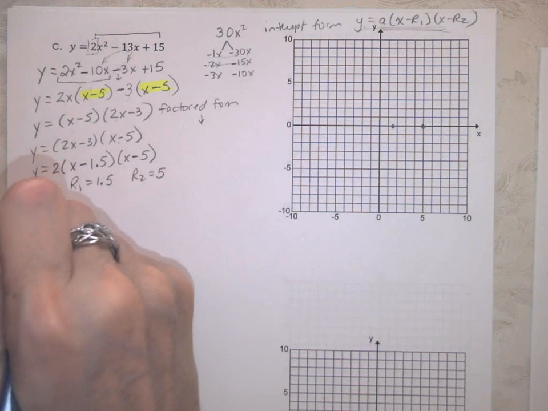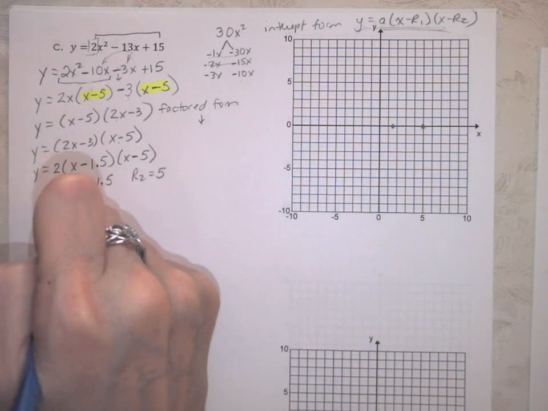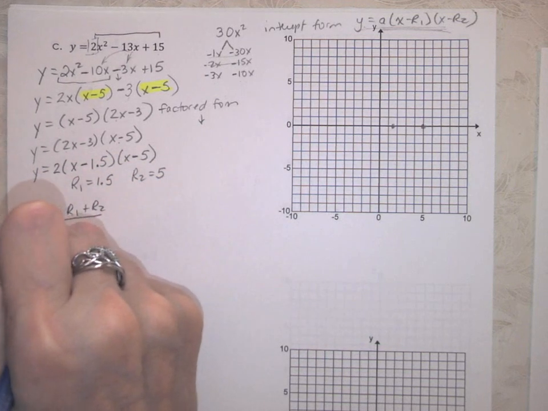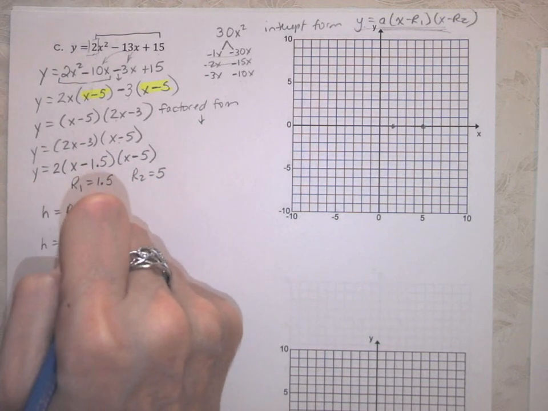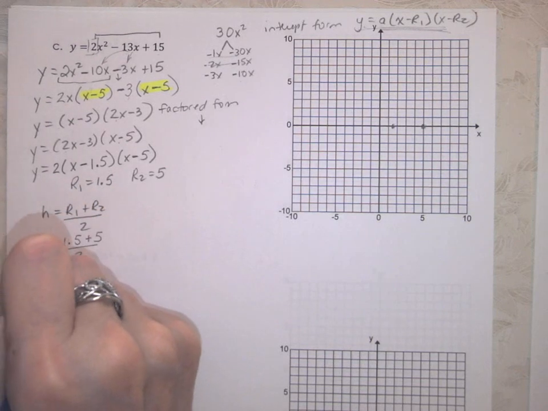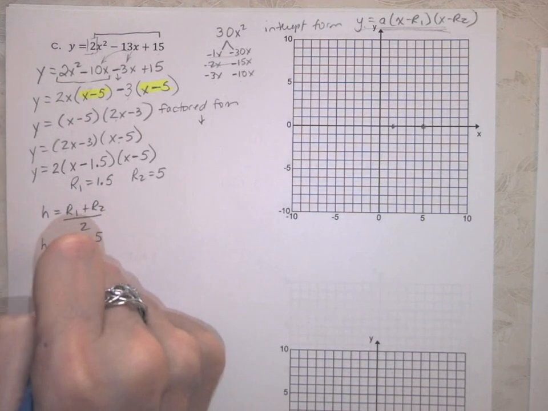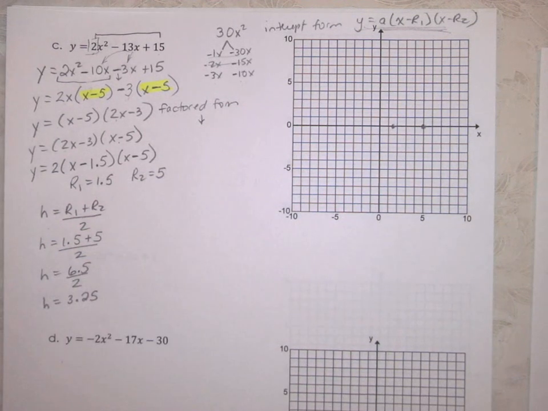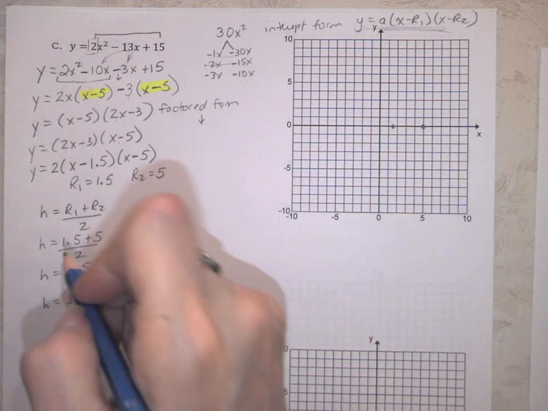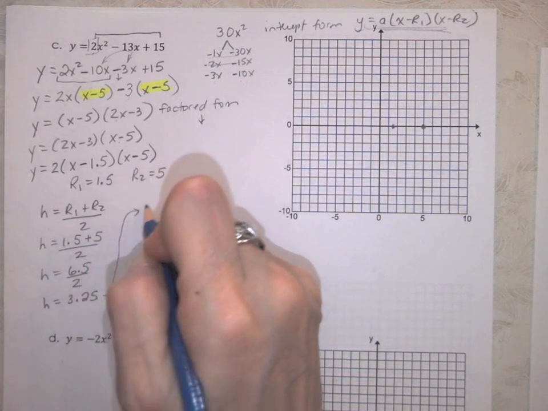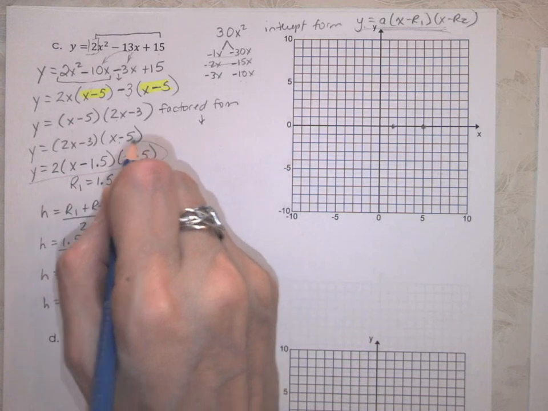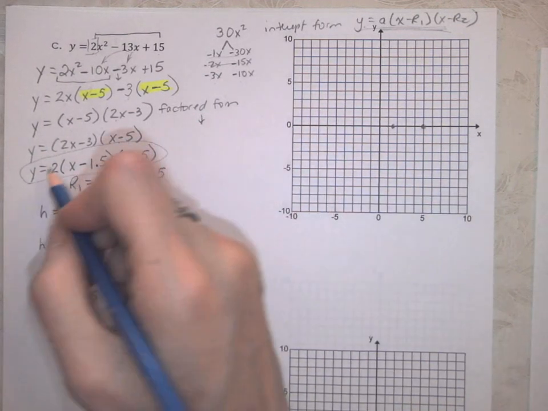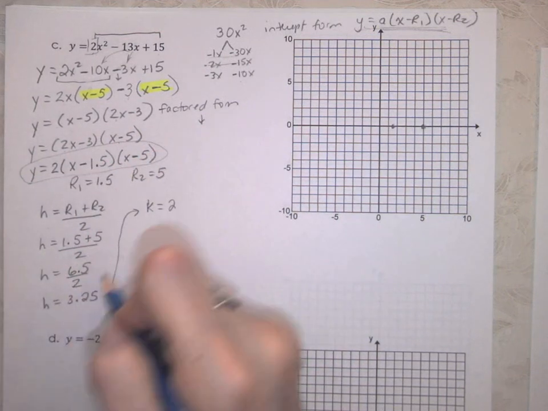And then I would use my formula to find h and k. h is r1 plus r2 over 2. So 1.5 plus 5 divided by 2, which is 6.5 divided by 2, which is 3.25. So that's the h coordinate of my vertex. To get the k coordinate, I'm going to use this equation. I'm going to replace y with my k value, and then I'm going to replace each x here with 3.25.